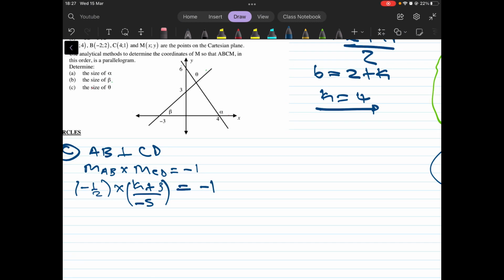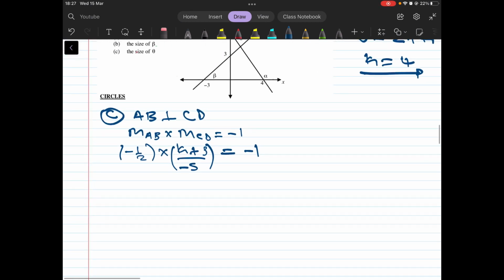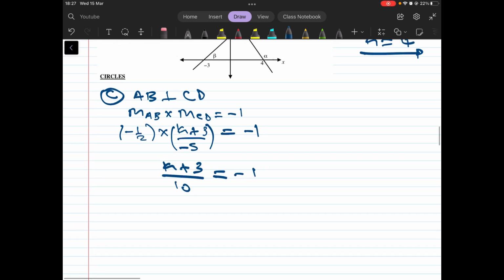How do we do that? This is C. Is it tricky or what? No, it's not tricky. For K plus 3, 2 times 5 is 10. I took negative 2 and negative 5, that gave me 10. That's why the negative signs cancel and it becomes positive there. And therefore, we have K plus 3 equals negative 10.